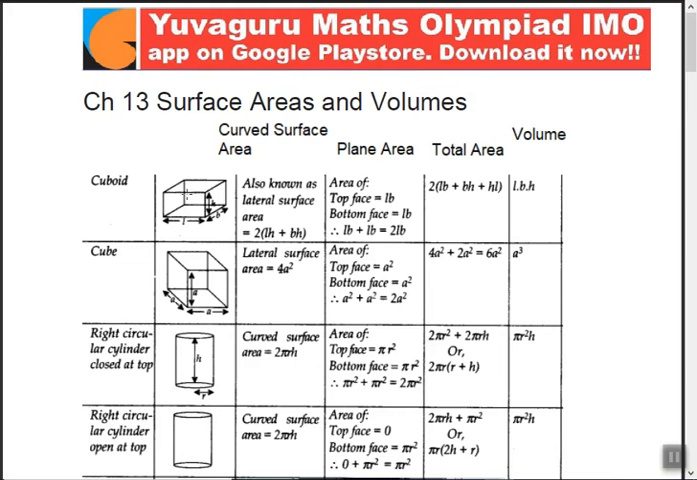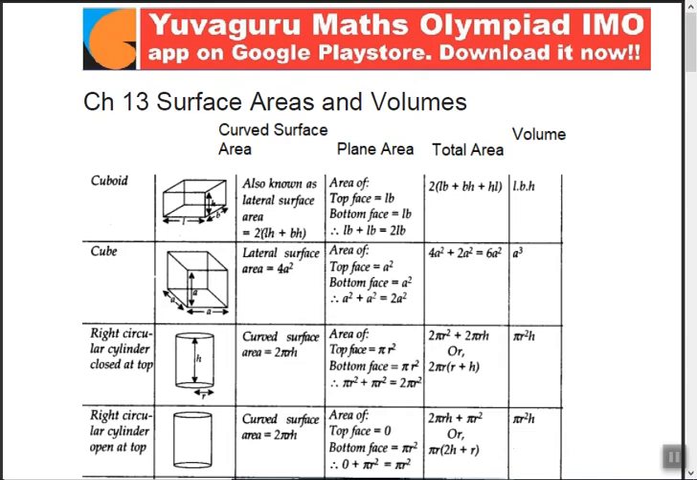And plane area is what? Top and bottom, L into B and bottom L into B, so 2LB. For a cube, length and breadth are the same, so LH becomes a square, BH becomes a square. So a square plus a square, 2a square, into 2, is 4a square. Lateral area is 4a square. Top and bottom, a square plus a square, 2a square. So total surface area, just add these two areas, 4a square plus 2a square, 6a square.